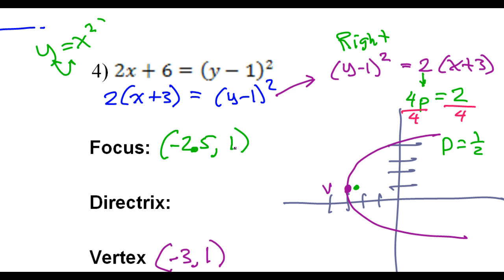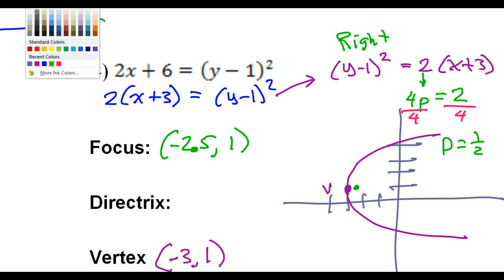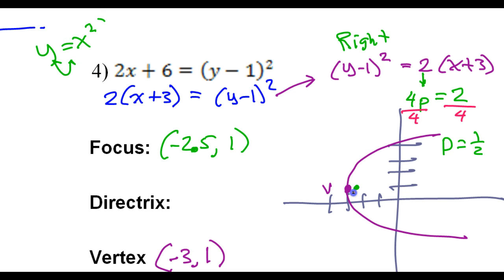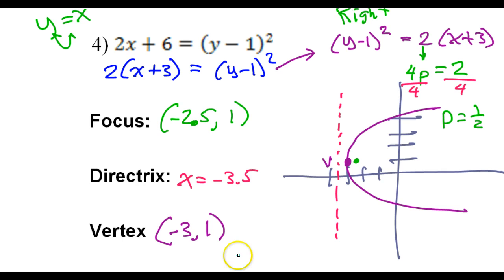Now all I need is the directrix. But you know the directrix is going to be the same distance on the opposite side. So still doing the p-value. So if I go to the opposite side, my directrix will be 1/2 to the left of the vertex. So with the vertex here at -3, then the directrix will be x equals negative 3.5. Okay. Vertical lines are always x equals. So that's it for number 4.